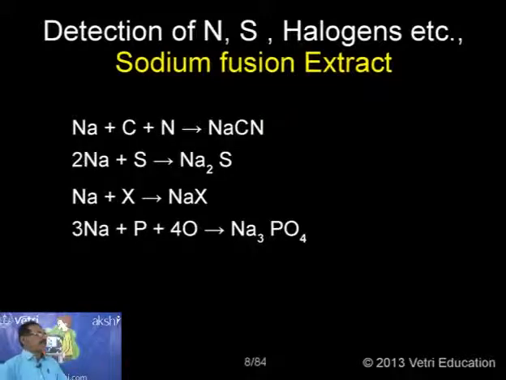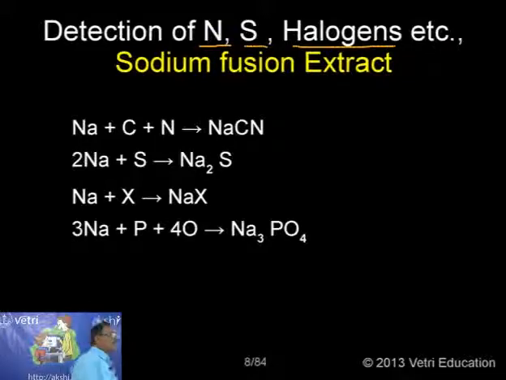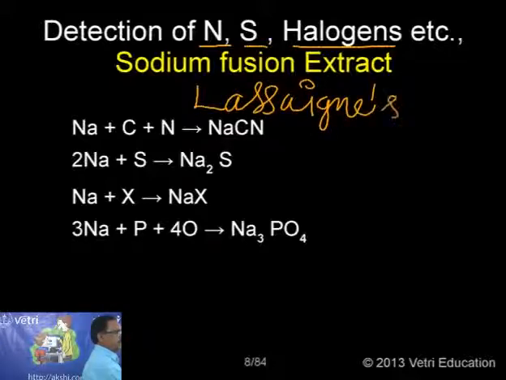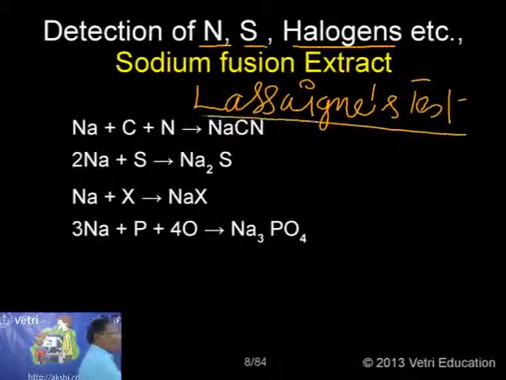Okay, let me go further. Next is detection of nitrogen, sulfur, halogens, and all other elements using a specific test called the Lassaigne test. This is the most important. Lassaigne test. So what is the Lassaigne test? In this test, we prepare a sodium fusion extract, and using this extract we detect a number of elements. This test is called the Lassaigne test.